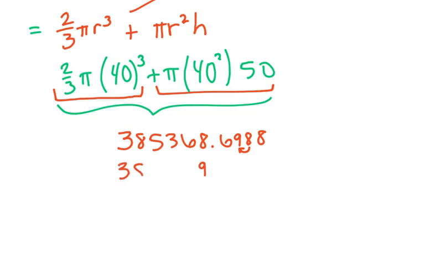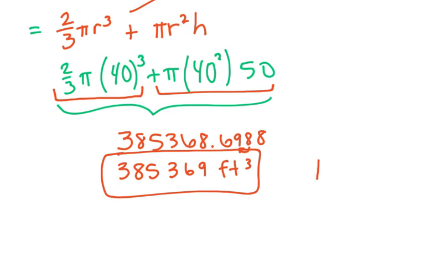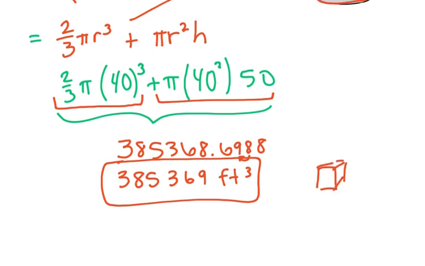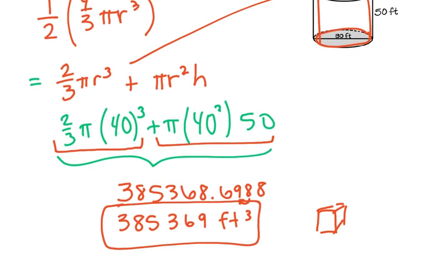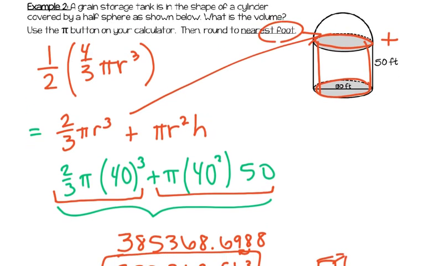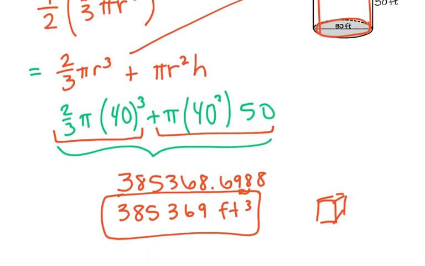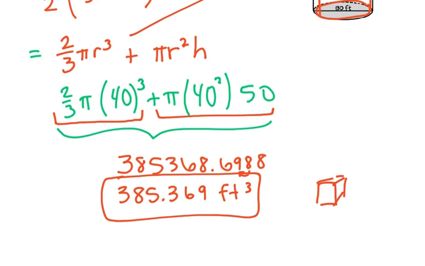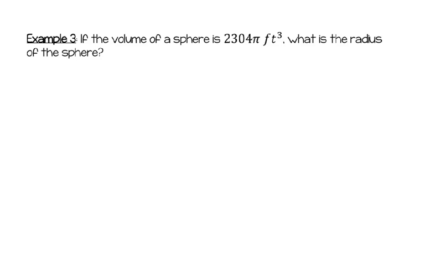So 385,369 feet cubed. So that's a foot by a foot by a foot, those cubes. Kind of like if you remember the pyramid problem from the last lesson, that's how many it would take to put in there. So that's not as big as a pyramid, obviously, but that's a lot. Okay, let's go to the next problem.